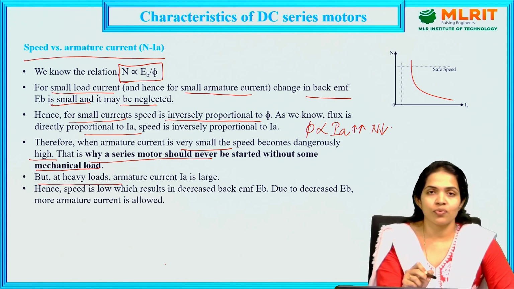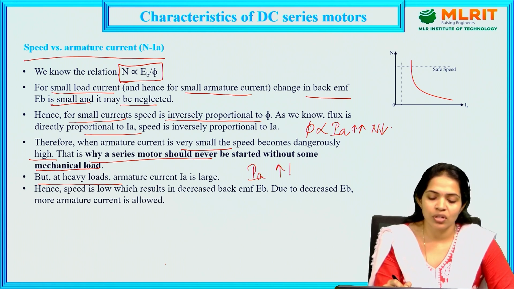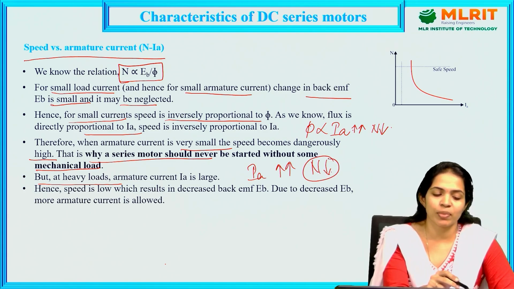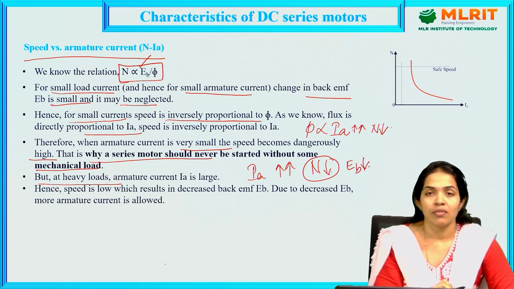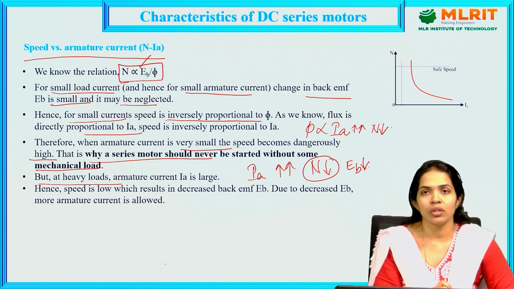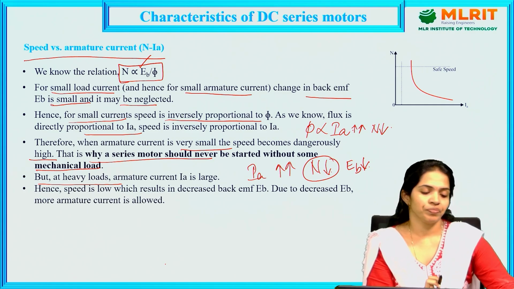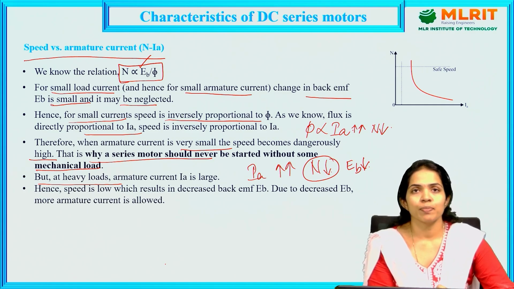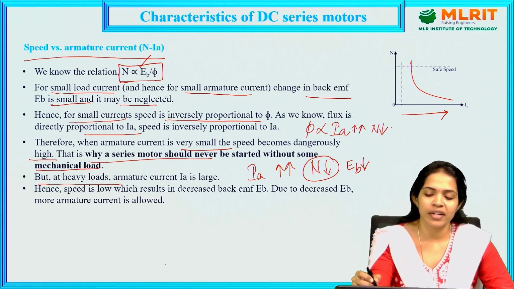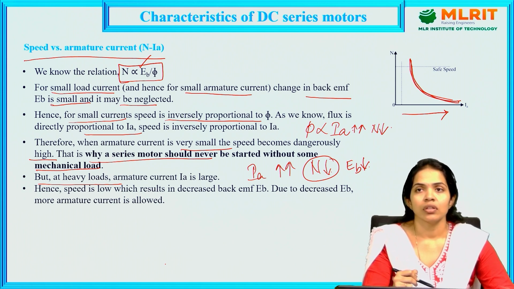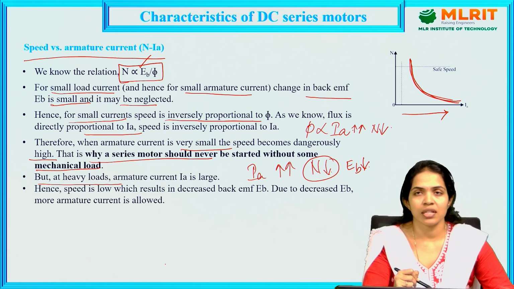But at heavy loads, Ia is very large. In this case, the speed decreases, as there is a directly proportional relation between the speed and Eb. When speed decreases, Eb also decreases, which allows more armature current into the rotor of the motor. So this is about speed and armature current. As the armature current increases, the speed slowly drops. The relation between the speed and armature current is a rectangular hyperbola.